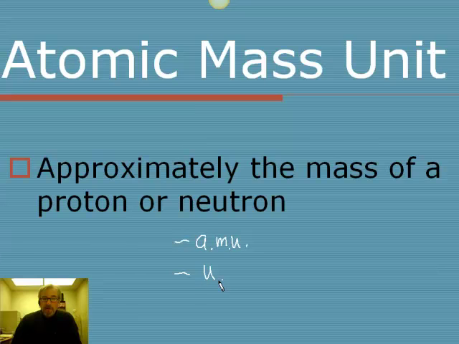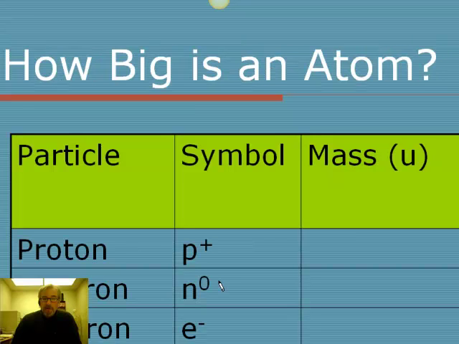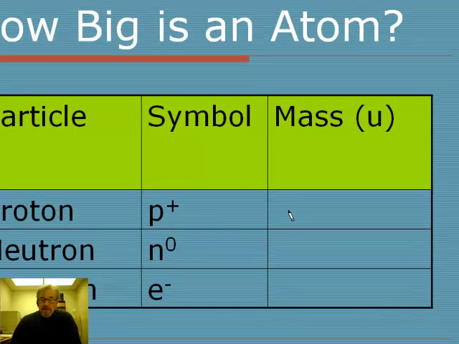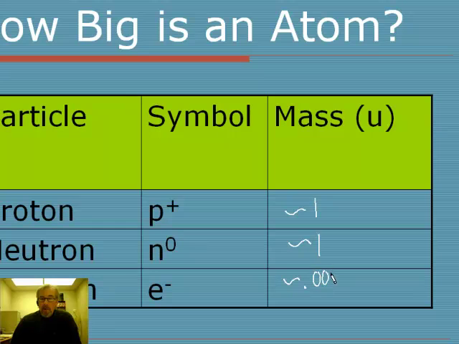Because the atomic mass unit is approximately the mass of a proton or a neutron, we say that a proton's atomic mass is about 1. A neutron's atomic mass would also be about 1. The electron's atomic mass is 0.0006, which is practically 0 compared with 1.